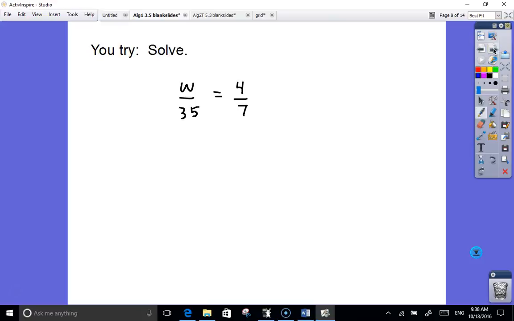So, okay, here's your U try. Solve. Okay, so what did you have to do to isolate the W? Well, multiply by 35, right? Since it's being divided by 35, you multiply by 35, right? That's the multiplication property of equality. The 35s cancel, and then you put all that in the calculator, and you get 20, right? 7 goes into 35 5 times. 4 times 5 is 20. Try that one.